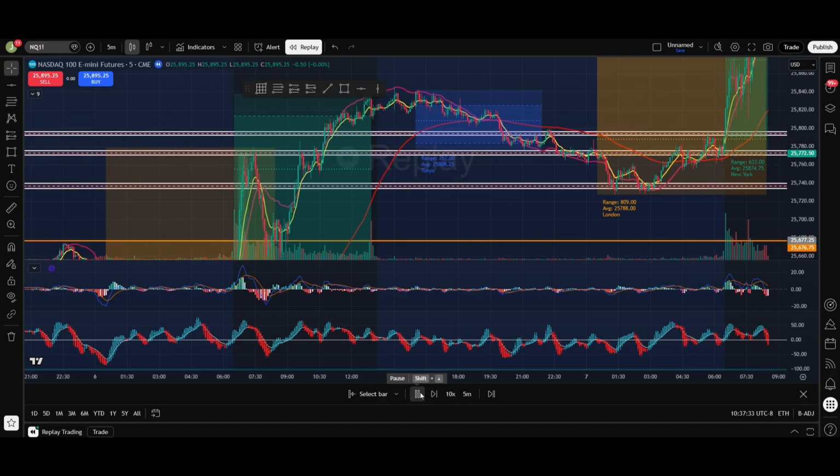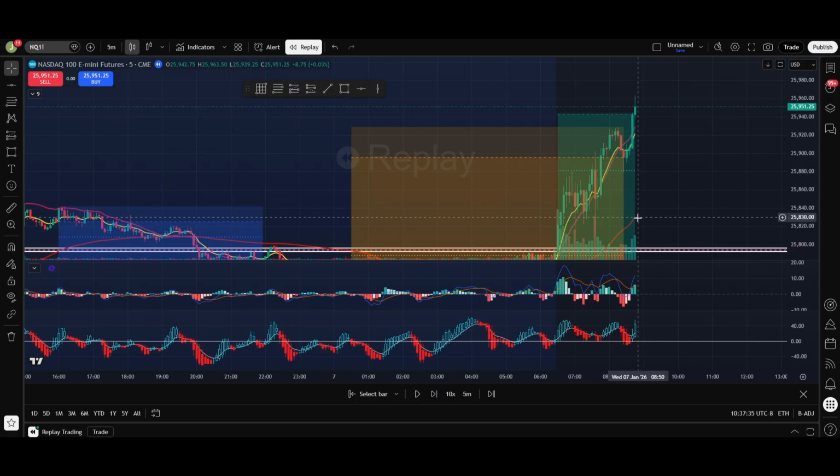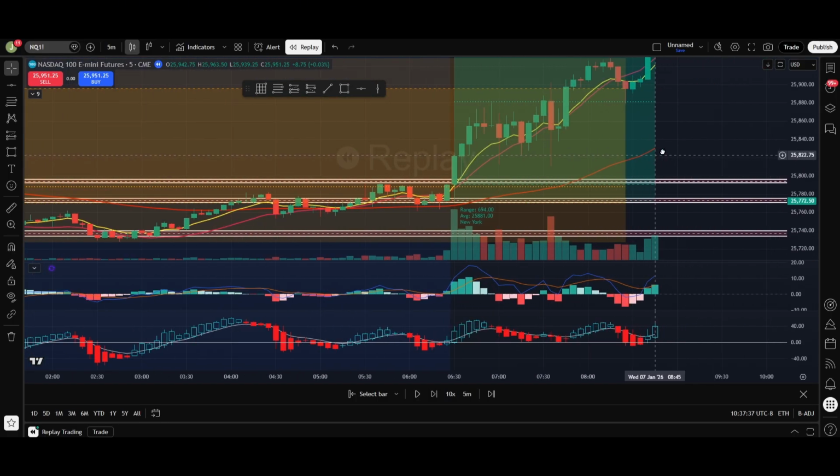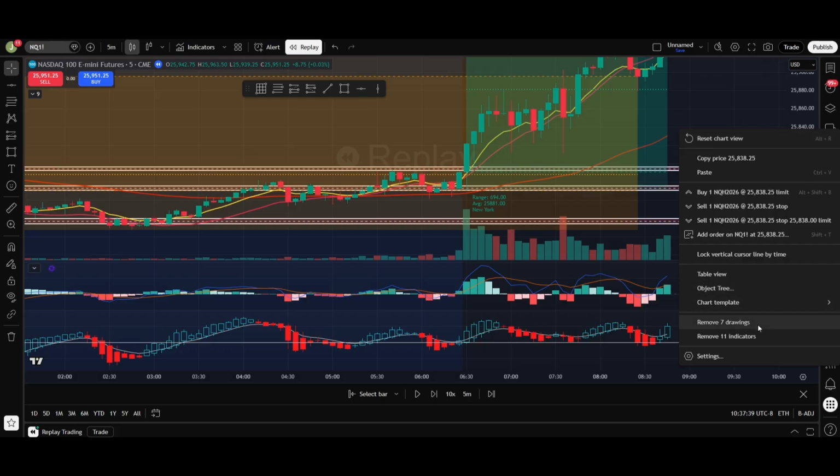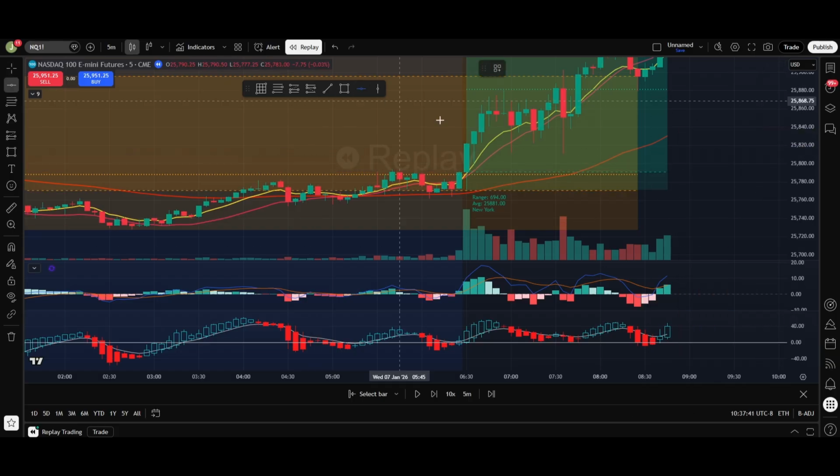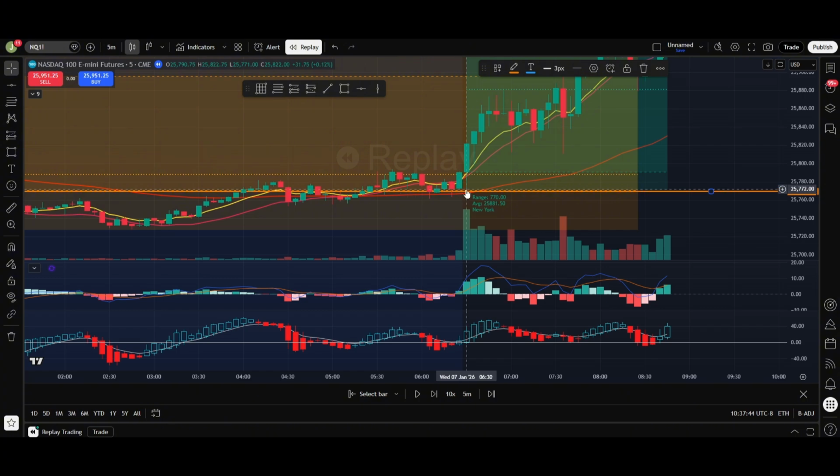So we can clearly see now we have our 5 minutes already here. So let's go ahead and remove our drawings really quick so we can start fresh. Again, here's that 6:30 candle, and then where's that 5-minute candle? Here is our 5-minute candle. We're going to mark the high.